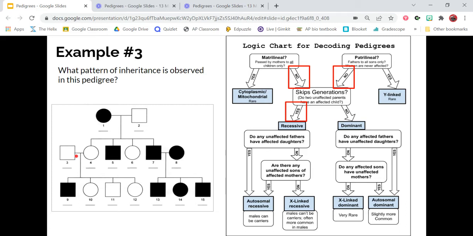Are there any unaffected fathers that have affected daughters? So let's find some affected daughters. Here, one, go up. Oh, her dad has it. And that's it. That's all that we have in this pedigree. So we would say no.